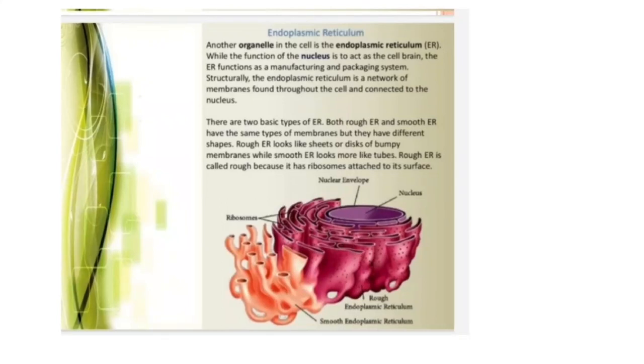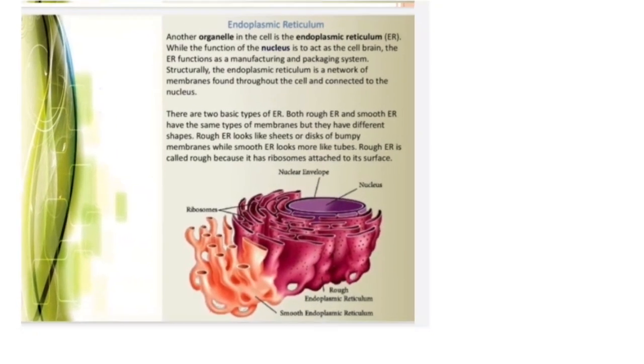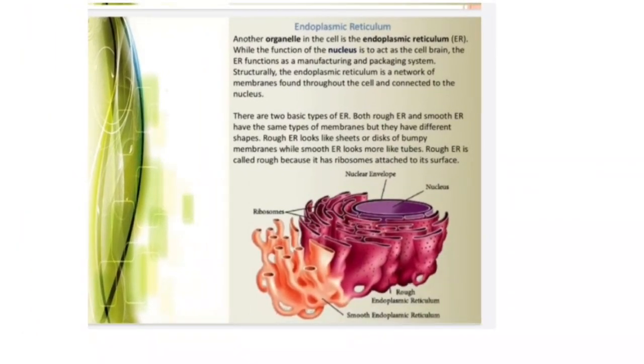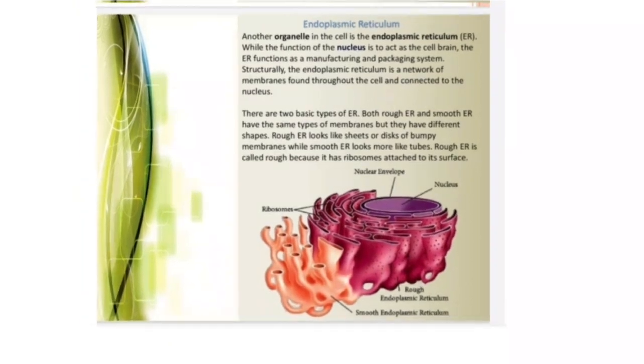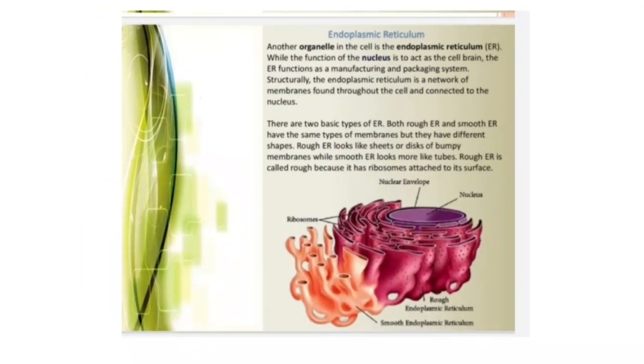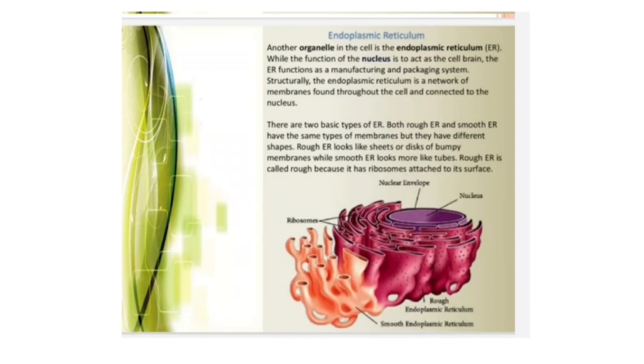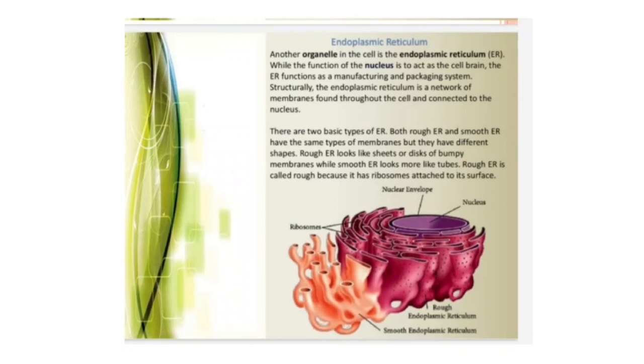In the functions, we will remember that the endoplasmic reticulum has a main function of manufacturing and packaging; it acts as a manufacturing and packaging system. And the rough endoplasmic reticulum has a main function to help make and process proteins, and the smooth endoplasmic reticulum has a function to make and process lipids and help detoxify drugs and alcohol.